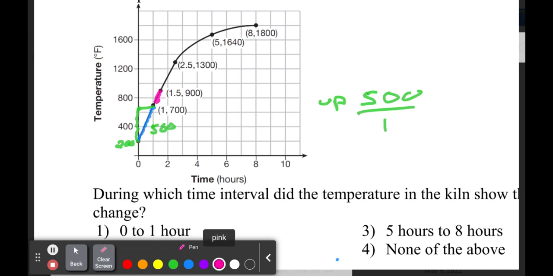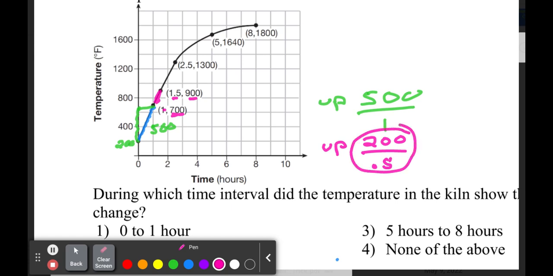Now this one, this pink guy right here, goes from 700 to 900. So the pink one goes up 200. It goes from 1 to 1.5. So what's it go over by? 0.5. Good. So if we have to compare these things, we got 500 and 200 divided by 0.5.